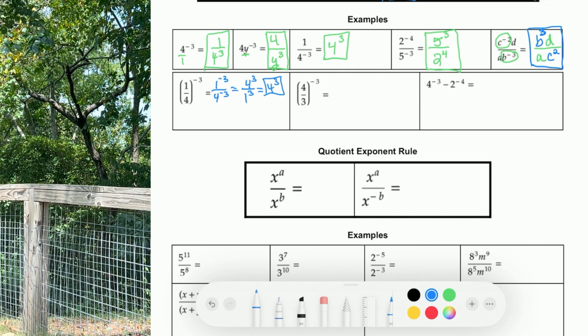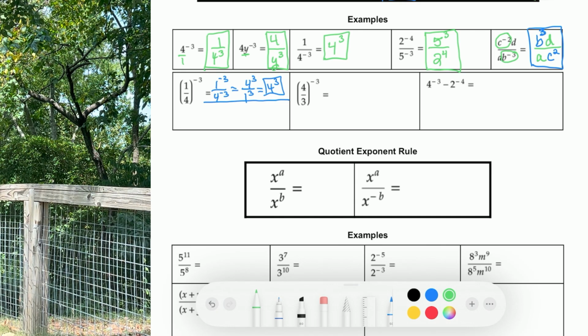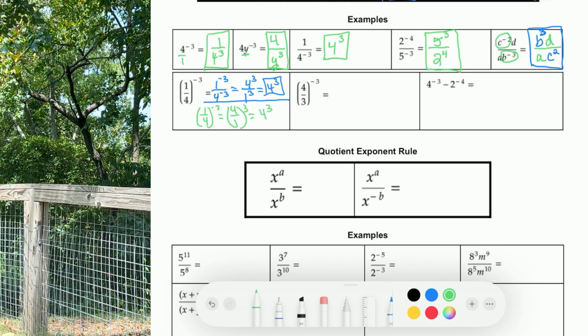So that's one way. The second way that we could do it is to go ahead and flip our fraction. So we would say 1/4 to the power of negative 3 would become 4 over 1 to the power of positive 3, which is 4 to the power of 3. We end up with the same answer, just using two different methods.